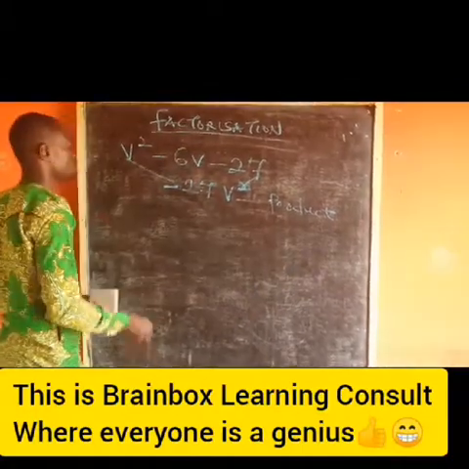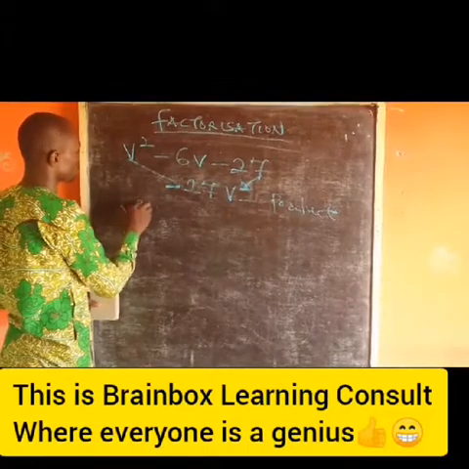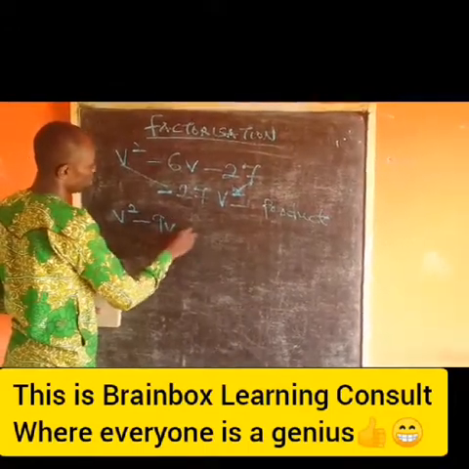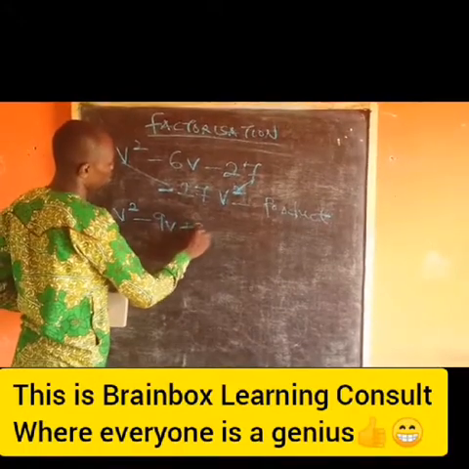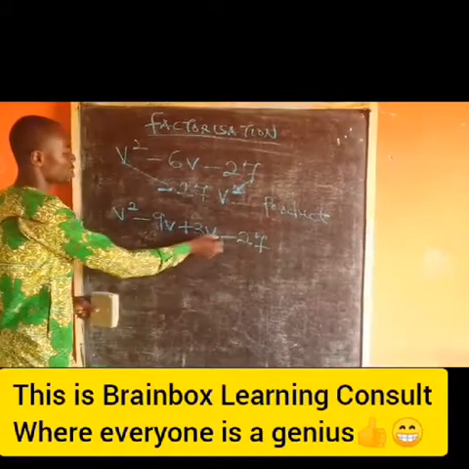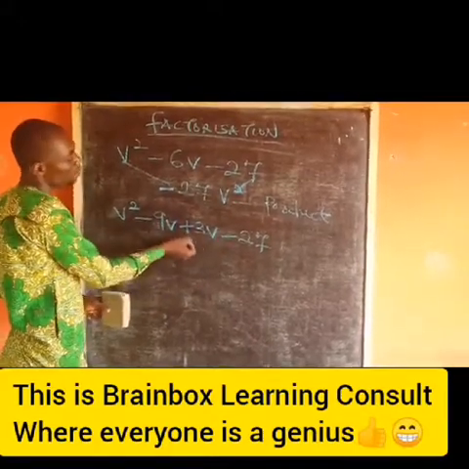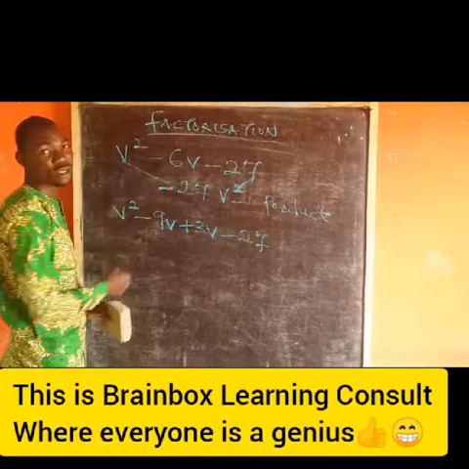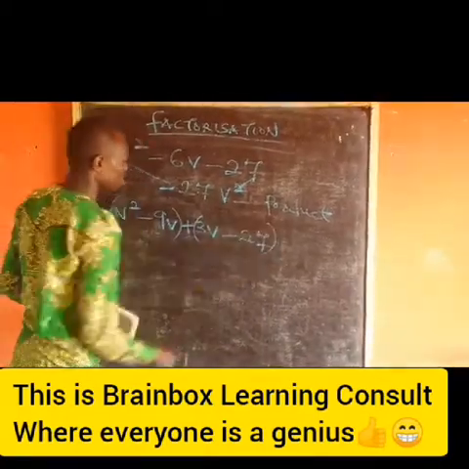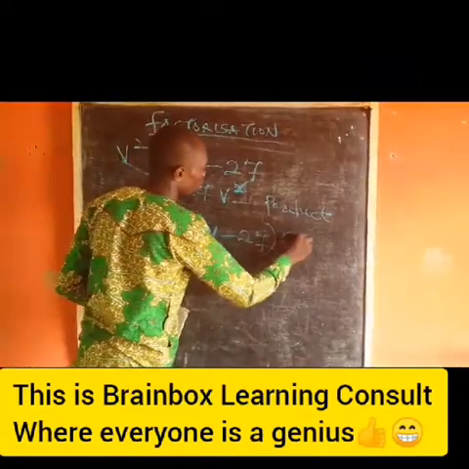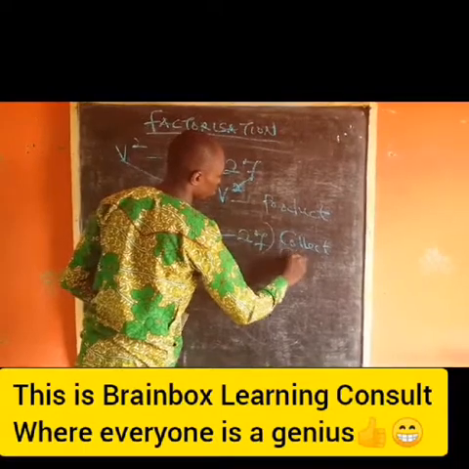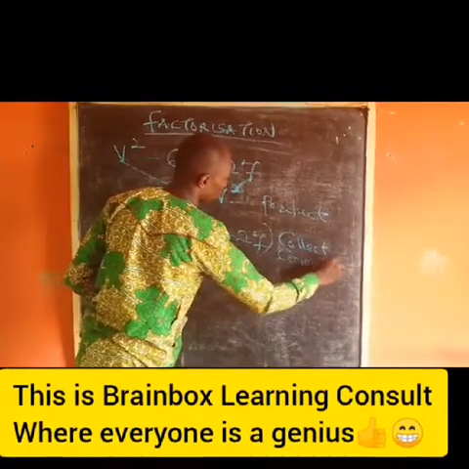As follows, that will be V squared minus 9V plus 3V minus 27. Now you will agree with me that minus 9V plus 3V will give us minus 6V. So you apply your bracket, then you collect common factors.